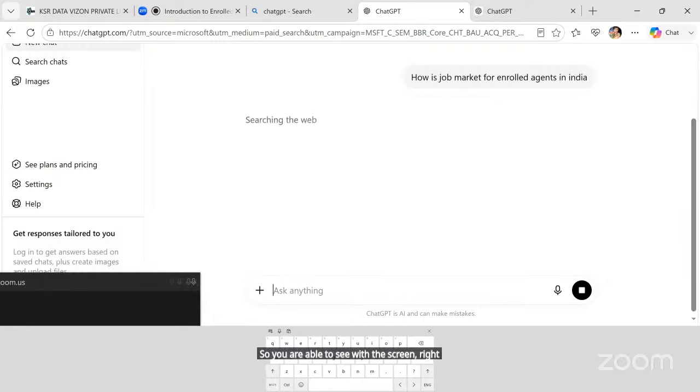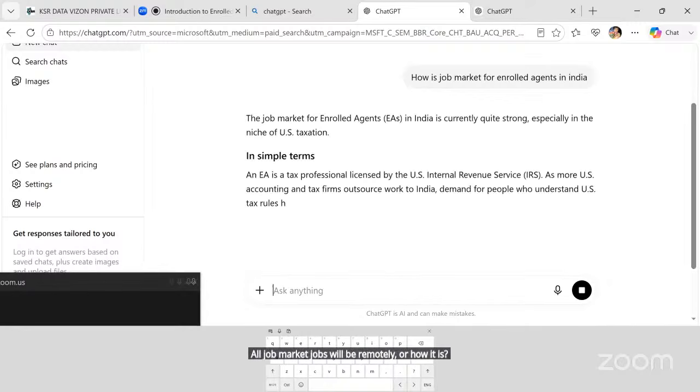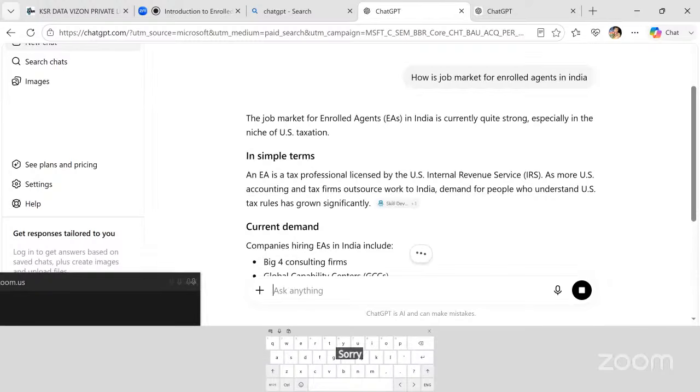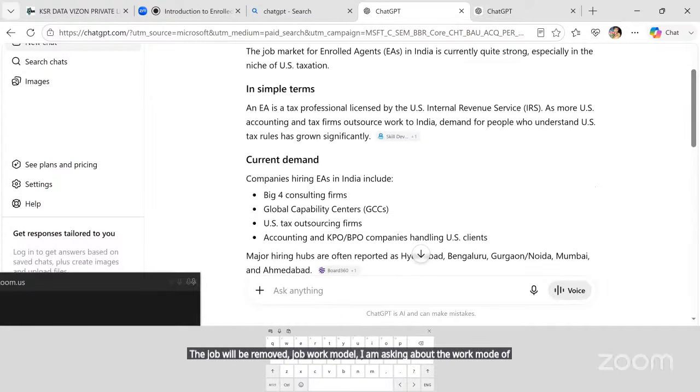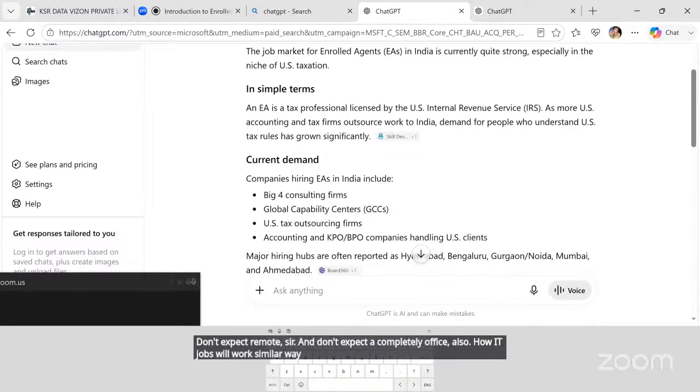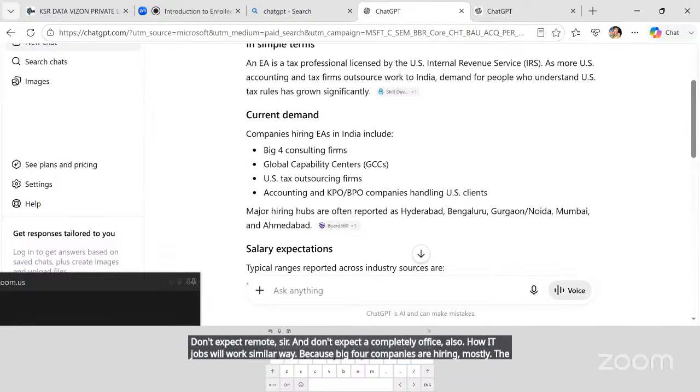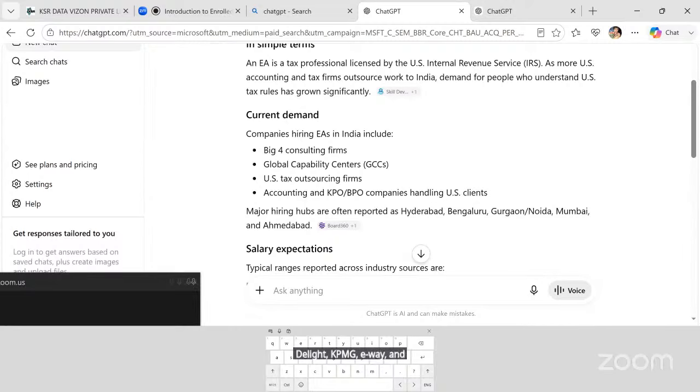Yes. So will all the jobs in this market be remote, or how is it? The job will not be fully remote. Don't expect remote, sir, and don't expect completely office either. It will work similar to how IT jobs work, because the Big Four companies are hiring mostly. The Big Four means Deloitte, KPMG, EY, and PwC. These four companies are hiring more enrolled agents.